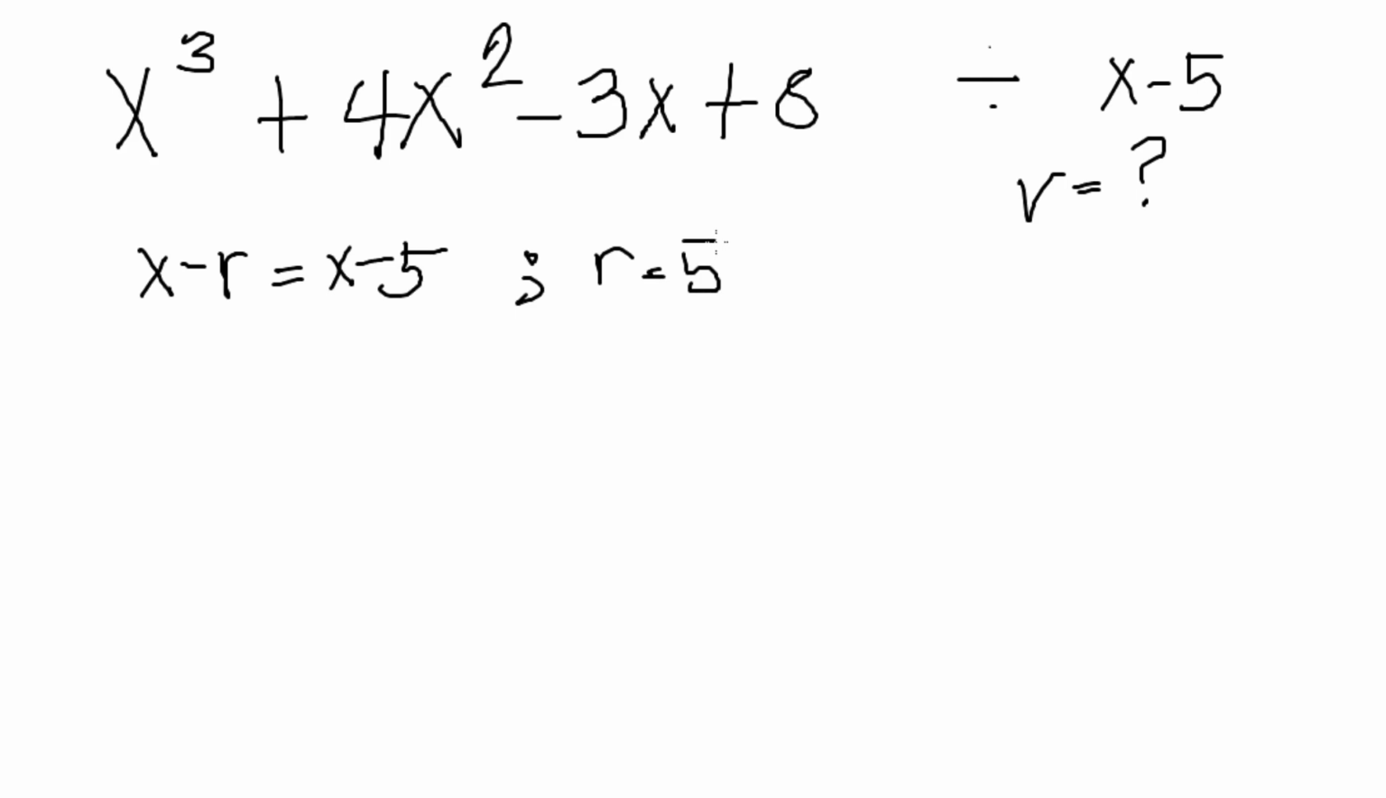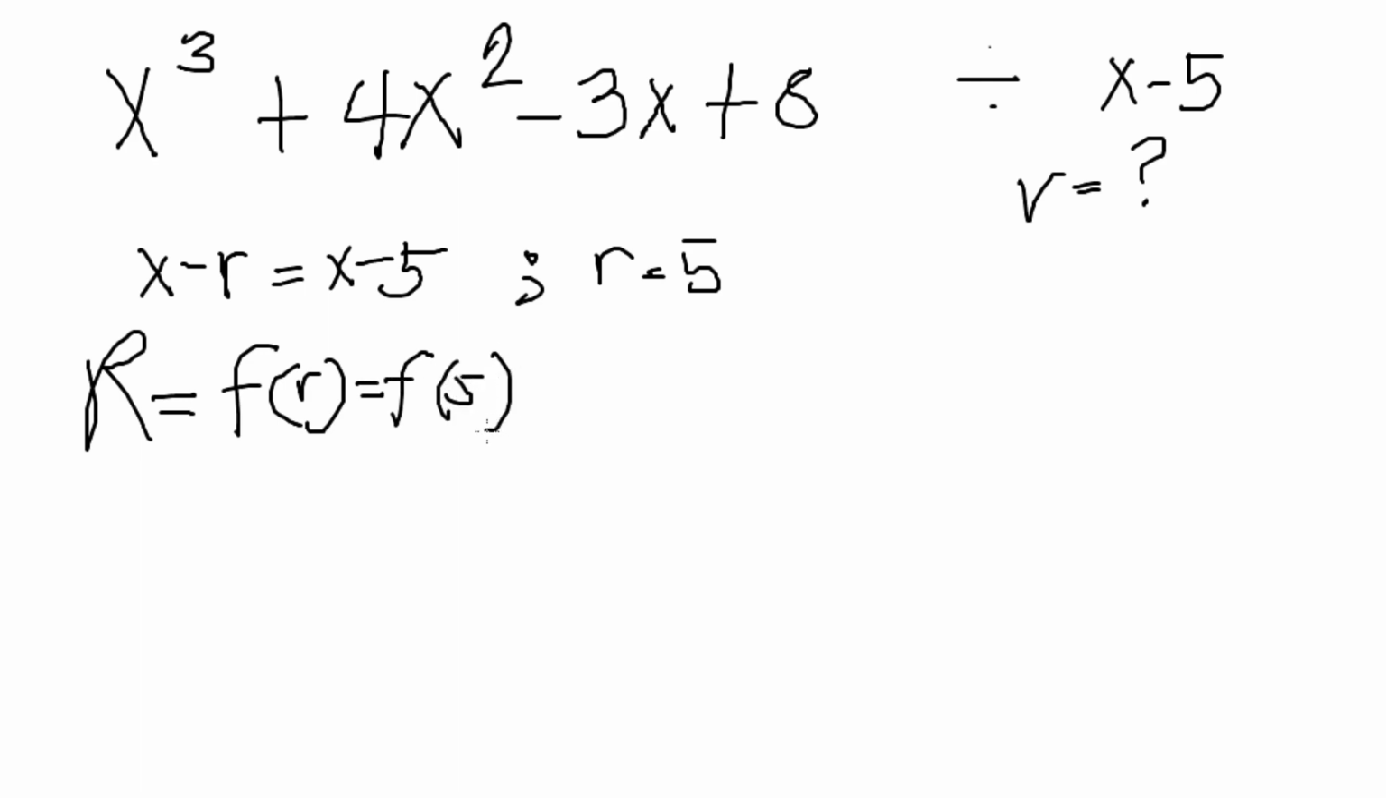Continue with the process. Divide 42x by x to get 42, the next term of the quotient. Multiply the divisor by 42 to get 42x - 210. Subtract this from the current dividend to get 218. Since 218 is a constant and our divisor is a linear term, we cannot continue the division process. This constant, 218, stands as the remainder of the division. So, when the polynomial x^3 + 4x^2 - 3x + 8 is divided by x - 5, the remainder is 218.